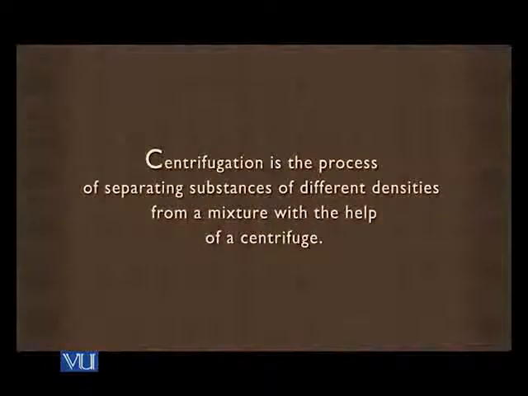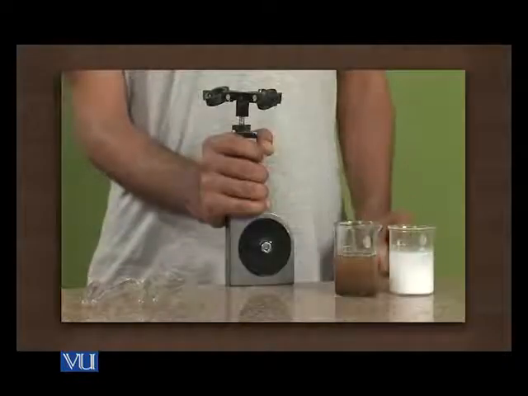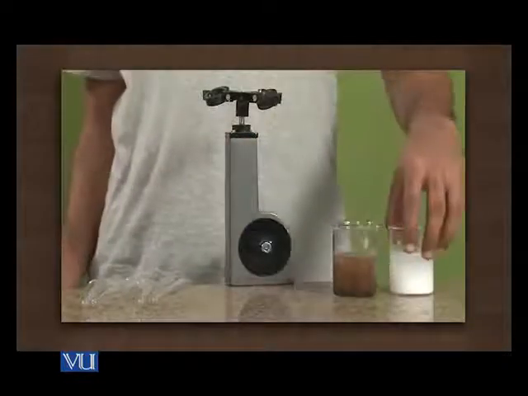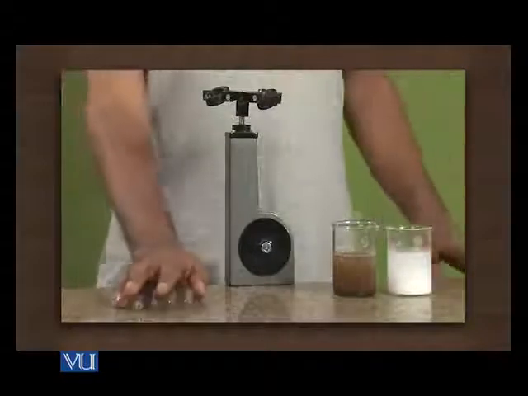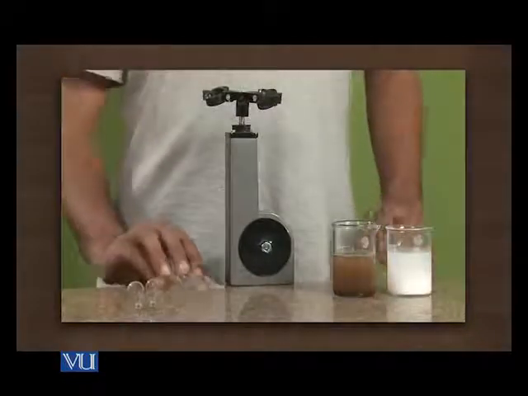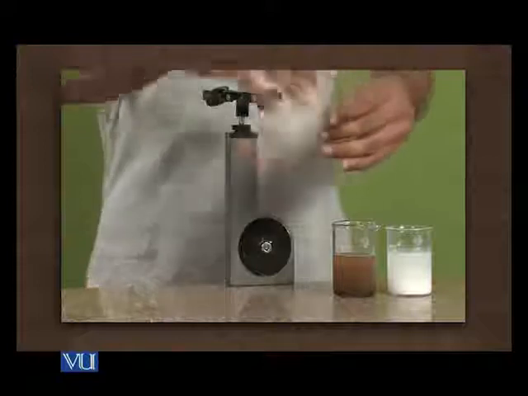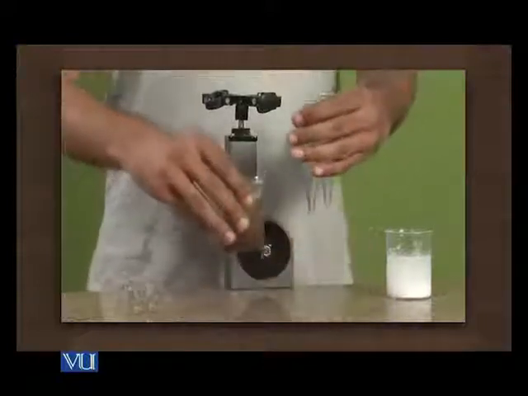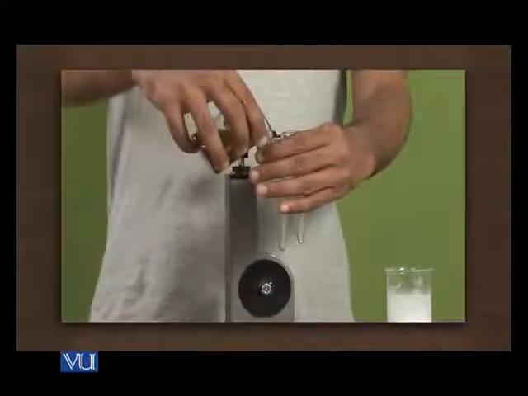Centrifugation is the process of separating substances of different densities from a mixture with the help of a centrifuge. Let us conduct an experiment to see centrifugation. For this we need a handy centrifuge machine, muddy water, a mixture of calcium carbonate in water, and four centrifuge test tubes. Take the sample of muddy water and place the test tubes in the centrifuge machine.